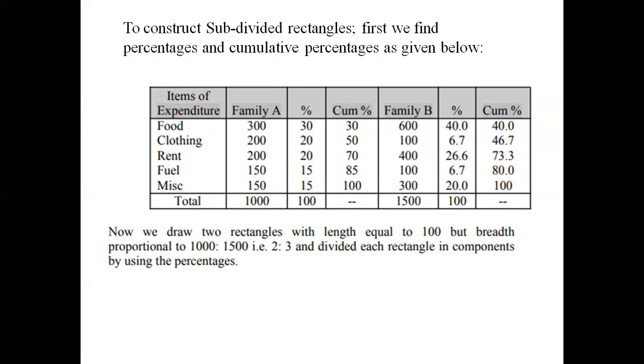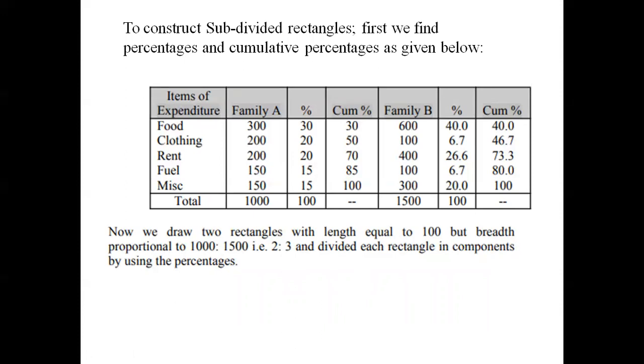Part means 300 divided by the total, which is 1,000. So 300 divided by 1,000 into 100 comes to 30%. Similarly, 200 divided by 1,000 comes to 20%. And then what about the rent? Rent is also 200. 200 divided by 1,000 into 100 comes to 20%. Next, fuel: 150 divided by 1,000 into 100 comes to 15%. That means 15% of the total income is spent on fuel.